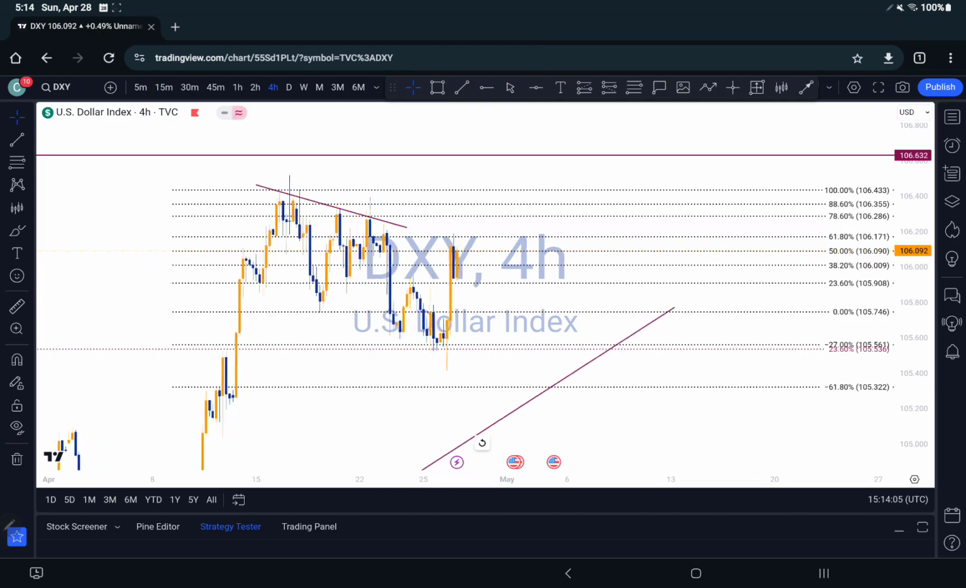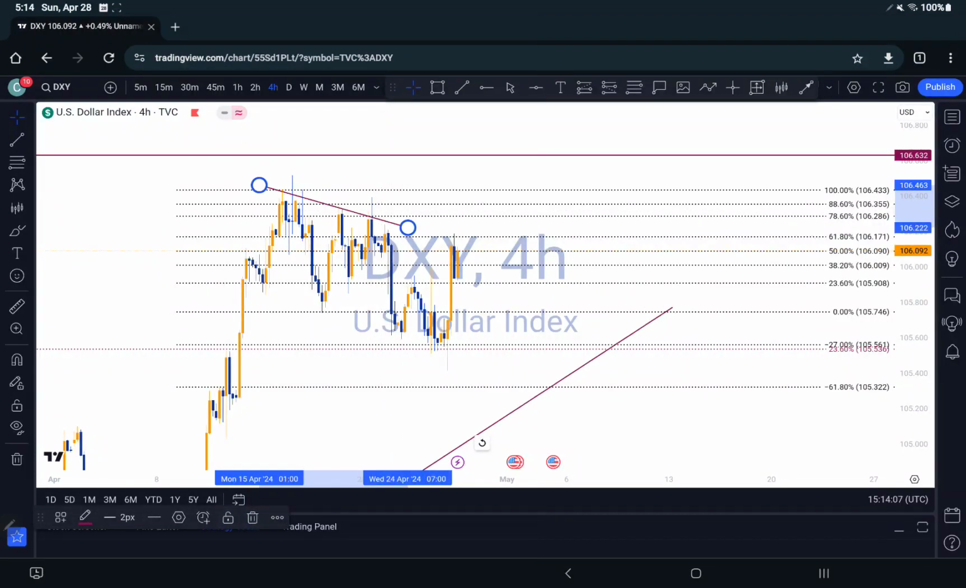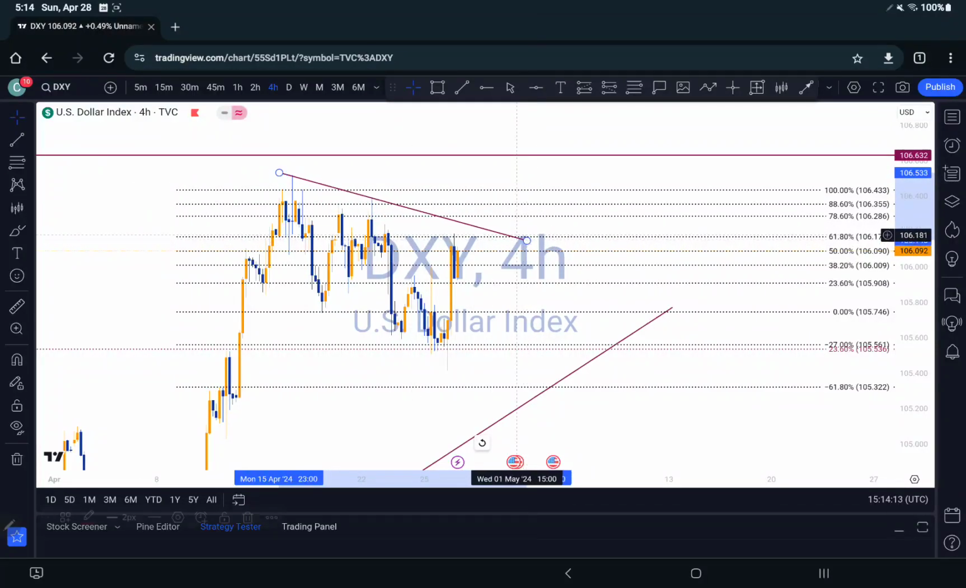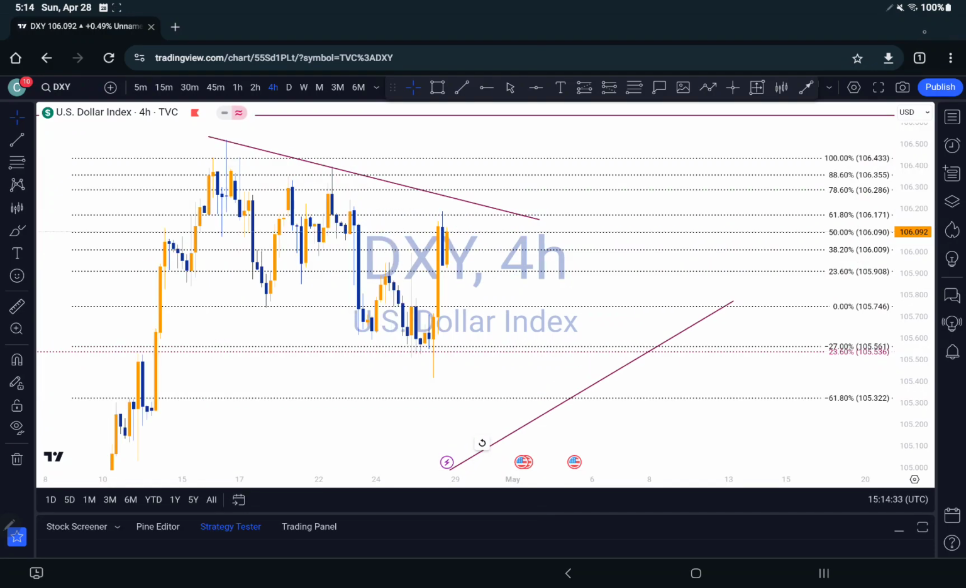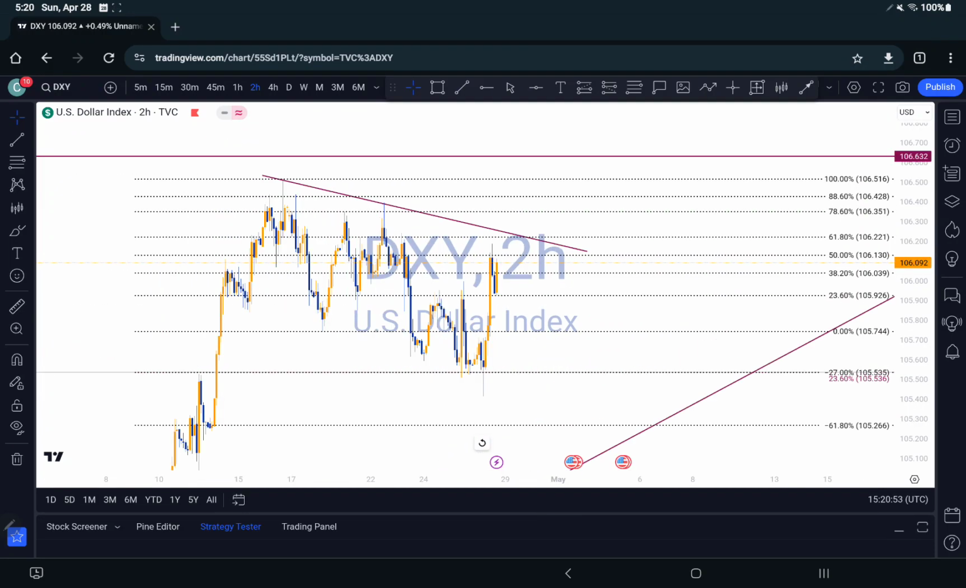So what are we seeing now? I can extend my trend line right here. Let's extend this from here to here. As you can see, we are still on the upside.